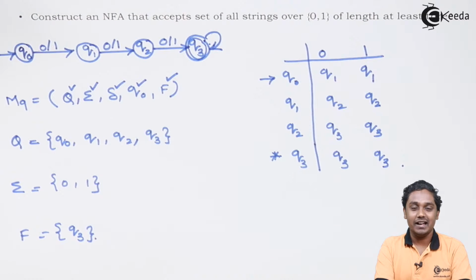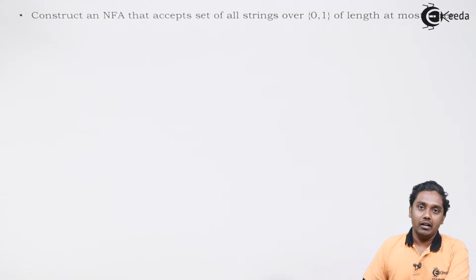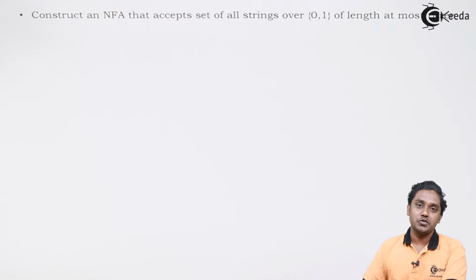Essentially in this question you will see that the machine that we have designed looks exactly like a DFA. Here we can say that every DFA is by default an NFA. In a few videos later we will be discussing the topic of equivalence of NFA and DFA, but this is just a resemblance. The next question is designing an NFA which accepts strings of at most 3 as the length.